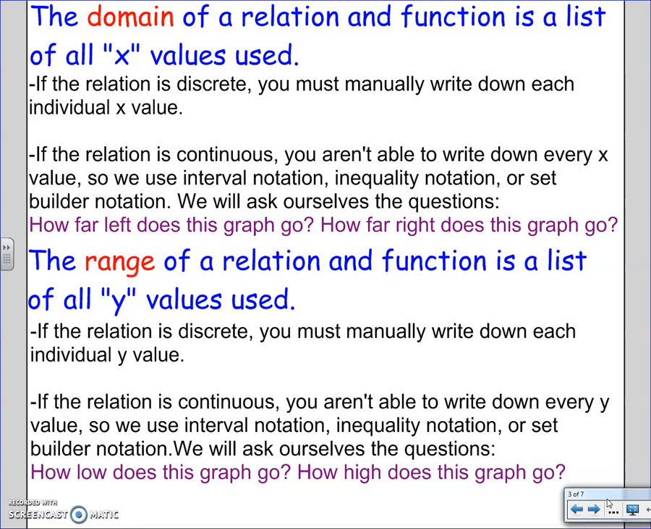The range is very similar to domain, but instead it's the y values. So again, discrete or disconnected, you manually write down all the y values. And if it's continuous, you use interval notation mainly, or inequality notation, or set builder. And instead of left to right, we say how low to how high. We always go least to greatest, negatives to positives. So make sure you do low to high, that's the main thing.